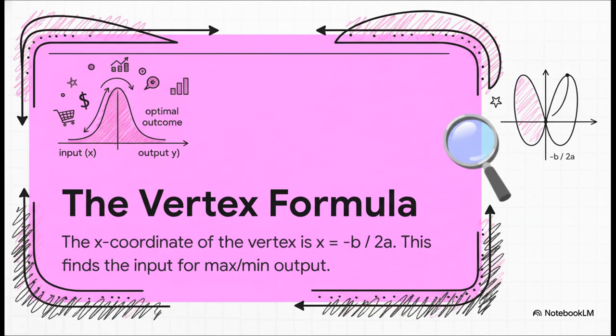And lucky for us, we have a beautifully simple and direct formula to find it. The x-coordinate of the vertex is simply x equals negative b divided by 2a. This formula works because the vertex always lies on the axis of symmetry, which is exactly halfway between the two roots we found earlier. This simple calculation gives us the precise input, be it price, quantity, ad spend, whatever, that will produce the optimal result. And once we have that magic x value, we just plug it back into our original quadratic function to find the corresponding y value, which will be our maximum possible profit or our minimum possible cost.